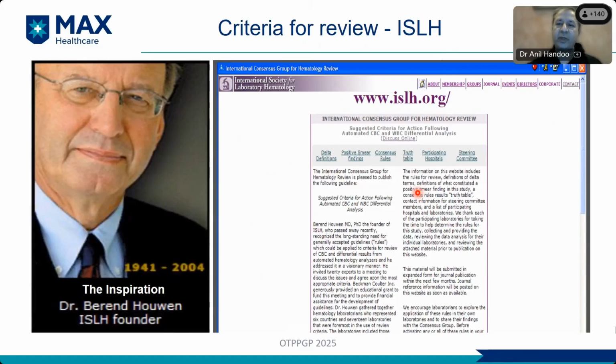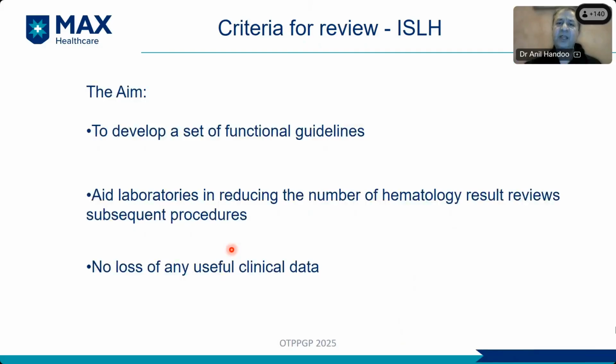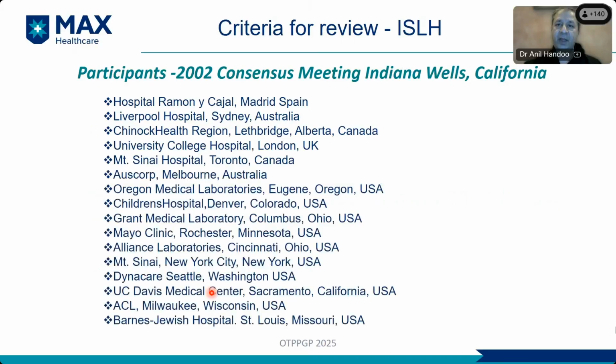I'm not sure how many of you have been through this, but this is one thing which I would strongly recommend all of you to read up. So what do we have here? The criteria was developed by ISLH way back in the early 2000s, where they decided to set functional guidelines for defining the slide review criteria. And this paper would eventually aid the laboratories in looking at slide reviews and how to do this. And there should be no loss of useful clinical data. Now, this was done in California way back in 2002, and these were the hospitals which were involved. Interestingly, if you notice, none of them were from the eastern part of the world.